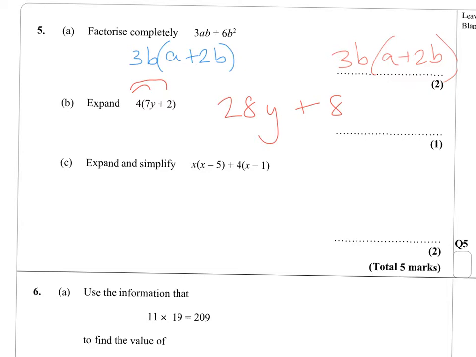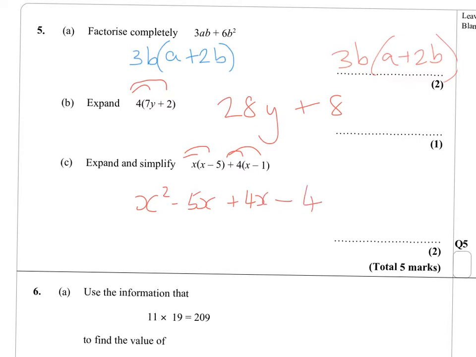Next one, we're going to expand some brackets and then simplify. So there's just an extra step which we're going to do at the end, which is reflected by the extra mark on this question. So let's do x times x, which is x squared, then we do x times minus 5, which is minus 5x. Then we do the plus 4x, and then 4 times minus 1 is minus 4. Sorry, missed a bit of my x there.